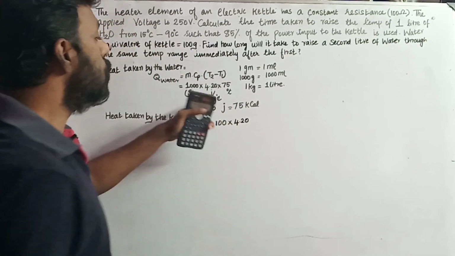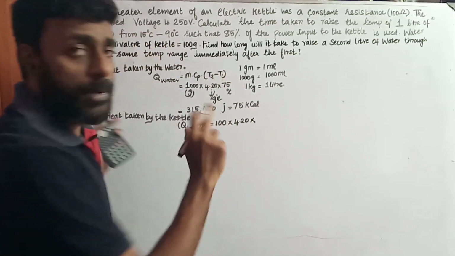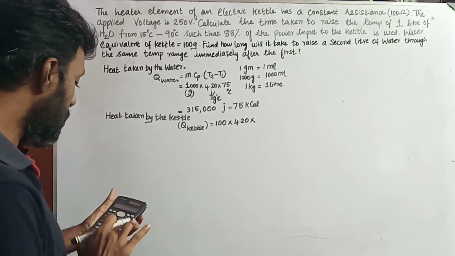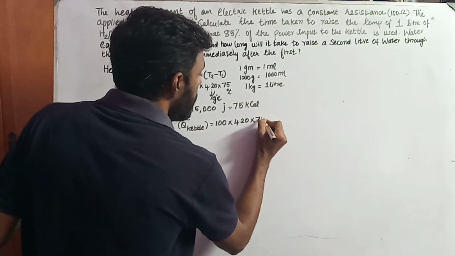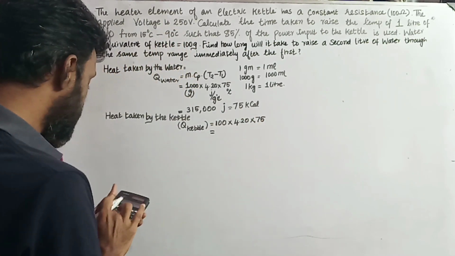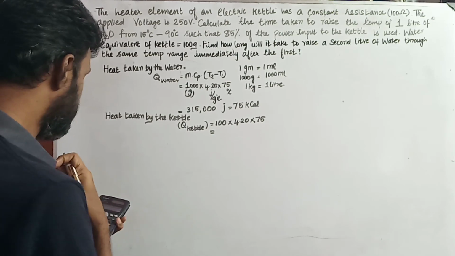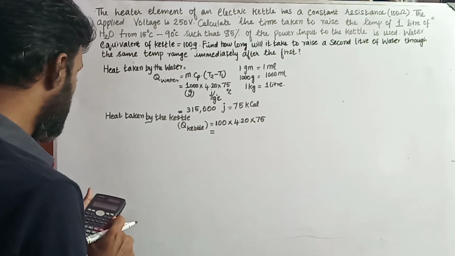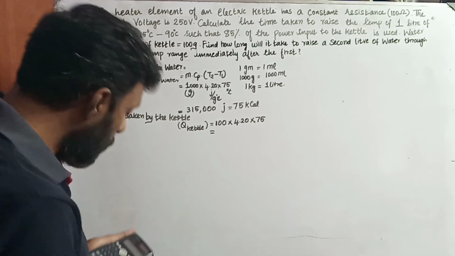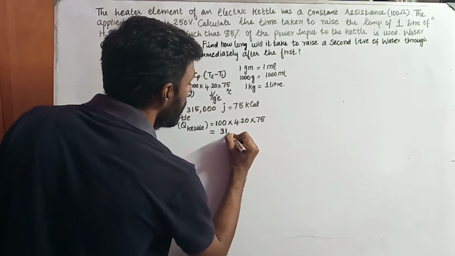The unit is joule per gram degree Celsius into the difference in temperature, the same difference in temperature, that is 90 minus 15. 90 minus 15 is 75. Okay, 75. So now I'm going to multiply this 75 into 4.20 into 100, which will be 31,500. So this will be 31,500.